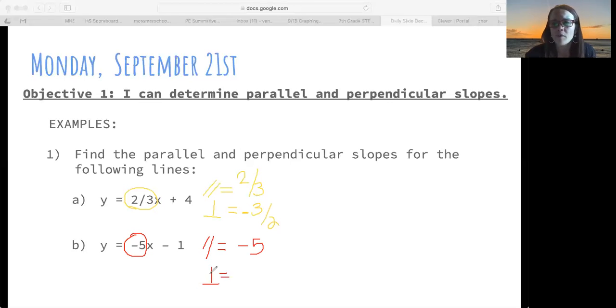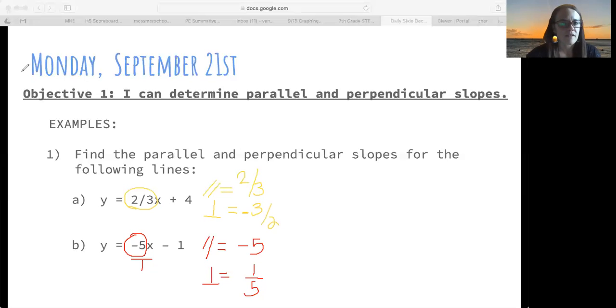So how do I flip a whole number? Remember that a whole number is always over 1, even though it's not written. We can write it as a fraction as -5/1. So to flip that, we would want to put the 5 at the bottom. So a perpendicular slope would be 1/5. And then it's going to stay positive now because it was negative, and now it has to change to a positive 1/5. So that would be the perpendicular slope.